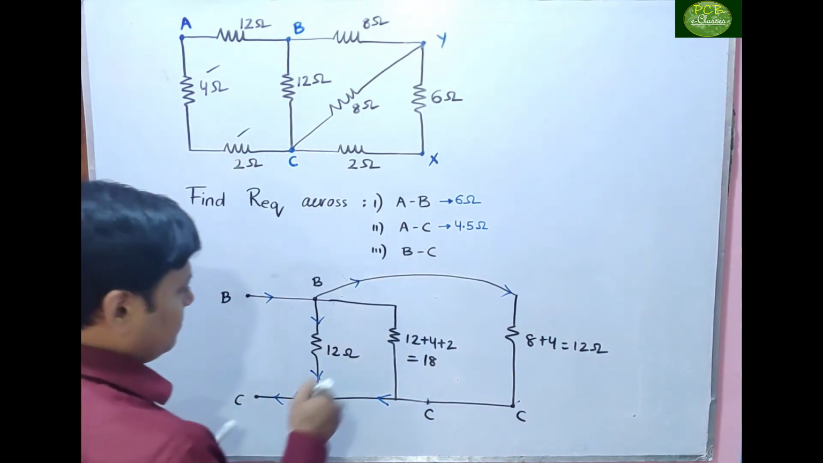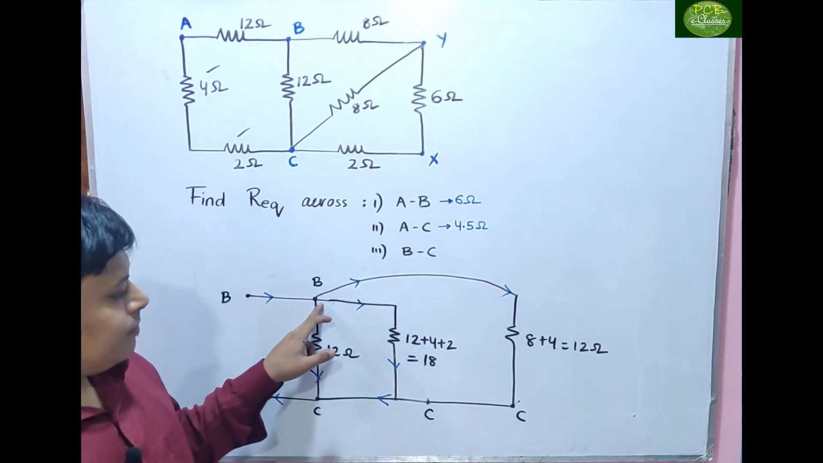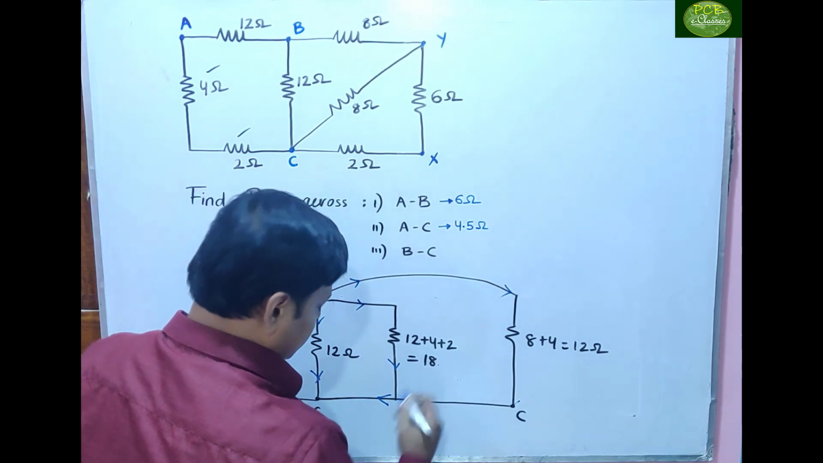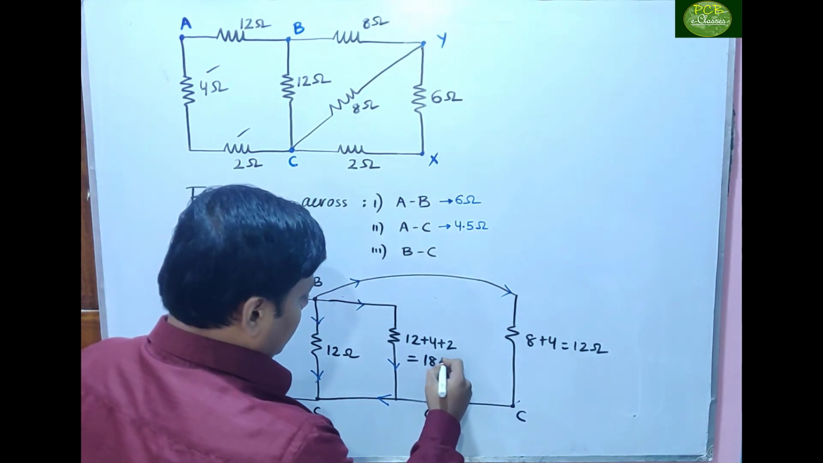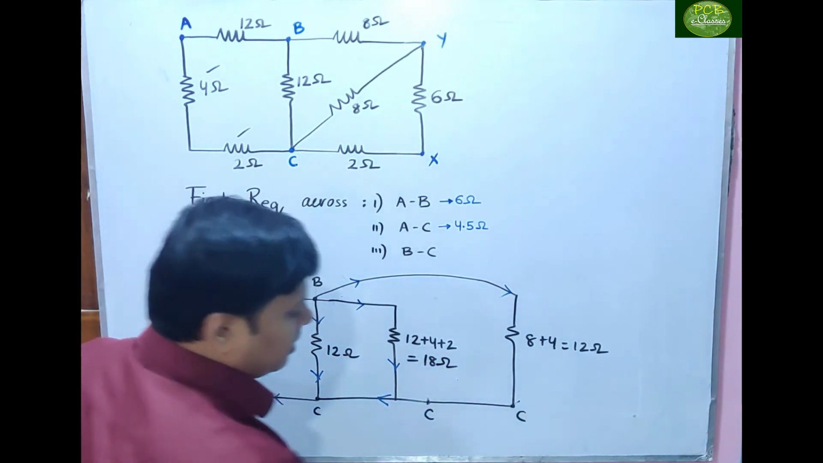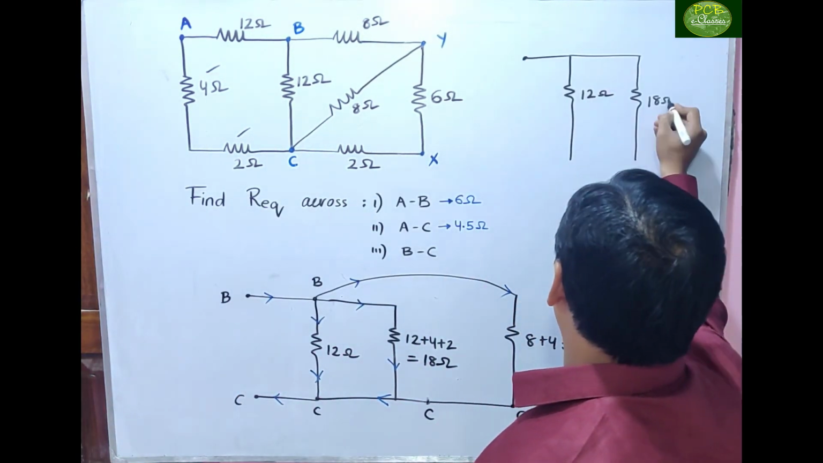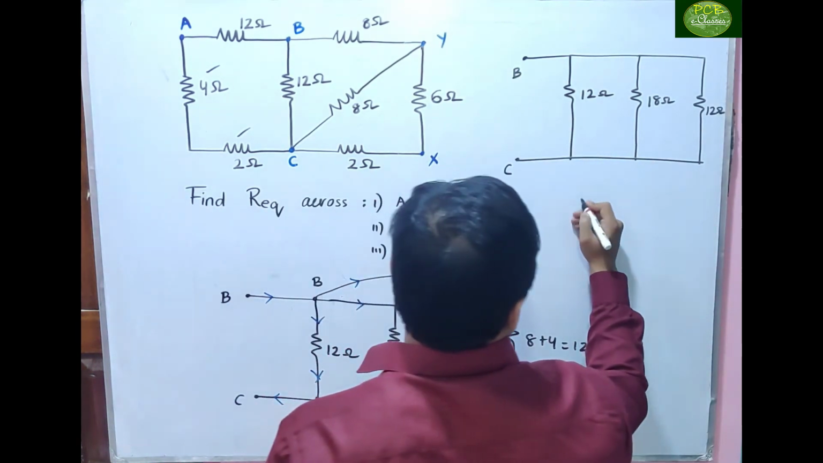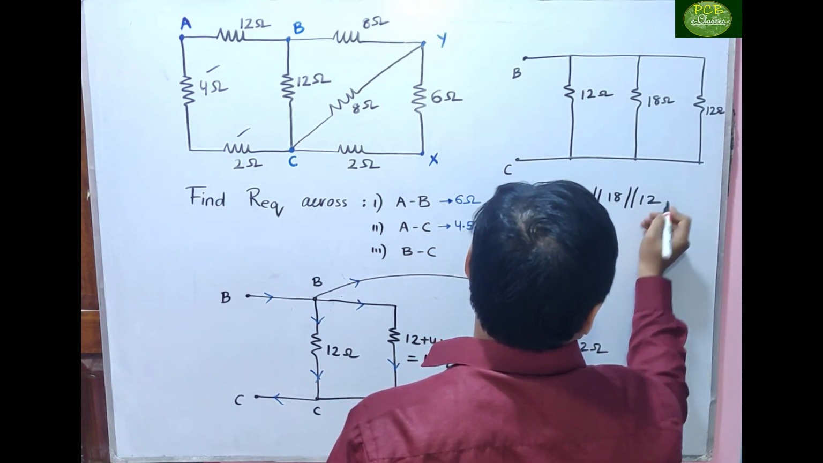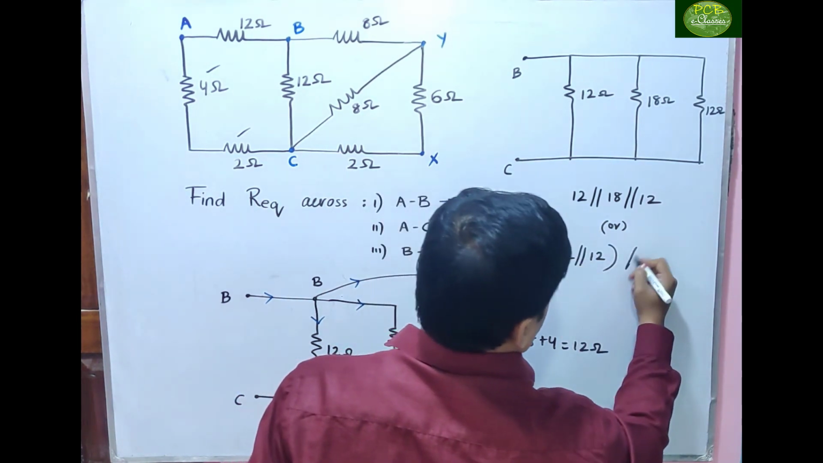Clear? See the current direction. Now for this 12 ohm starting point is B, for this 18 ohm the starting point is B, and for this 12 ohm also the starting point is B, and for all the three the ending point is C. That means, can I say 12 ohm, 18 ohm and 12 ohm are in parallel? Yes, I can say it. So 12 parallel 18 parallel 12, or 12 parallel 12 parallel 18.